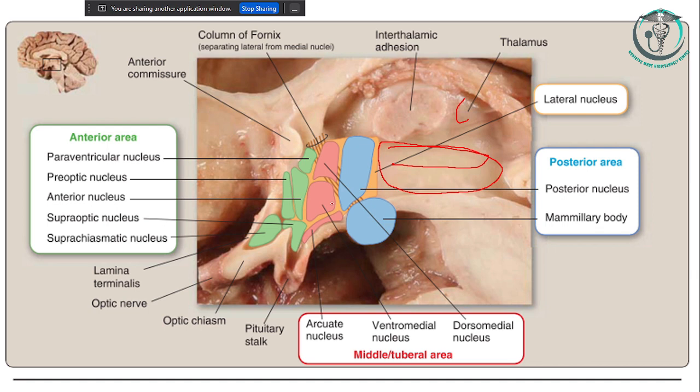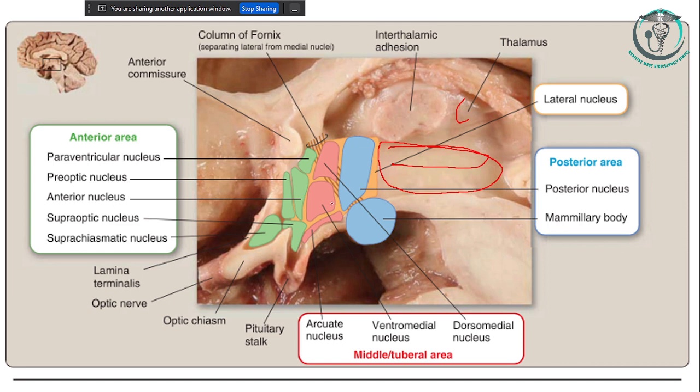Then there is another group of nuclei that has been labeled in red. It's called the mid or tuberal area. Again, the mid or tuberal area has different types of nuclei. And then lastly, there is another one that has been labeled in blue, which is called the posterior area. So you can see they are just named based on anatomical position. The one in front, labeled in green, is called the anterior area. If you look at the notes below it, there are different types of nuclei. I'll come back to those. The one at the middle, in red, is called the middle area. And the one on the posterior aspect is called the posterior area.